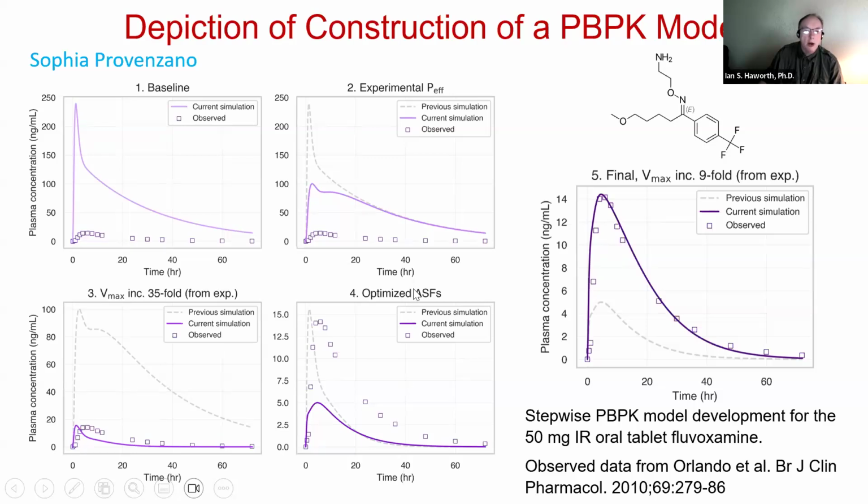And then eventually we optimize what are known as the absorption scale factors. This is modifying the absorption parameters for fluvoxamine. And finally, we get, after a further change in Vmax, we get our curve to fit. But the point being here that the curve from the previous step is shown as a dotted line. So you can see very nicely how the model is changing. So this is the depiction.